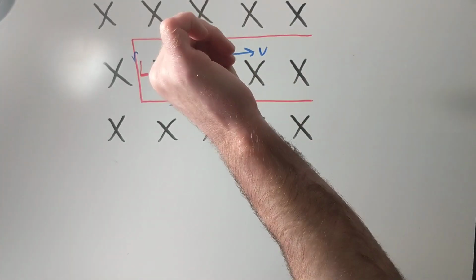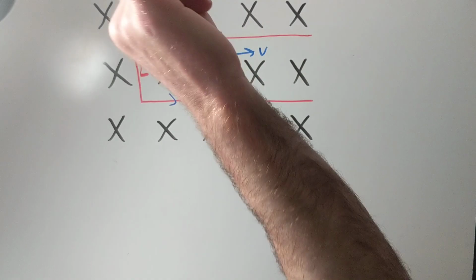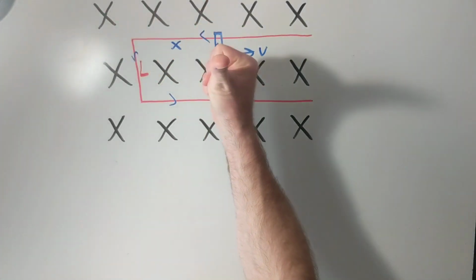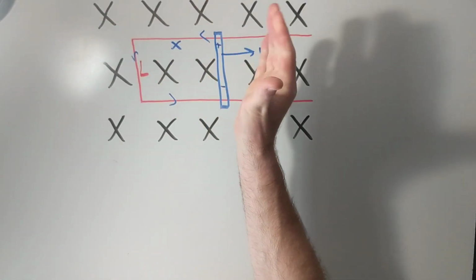Again, if we point our thumb into the page, it's going higher and higher into the page, so we have to point our thumb out of the page because it's getting bigger through the loop.